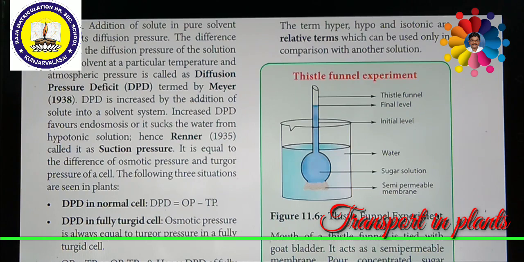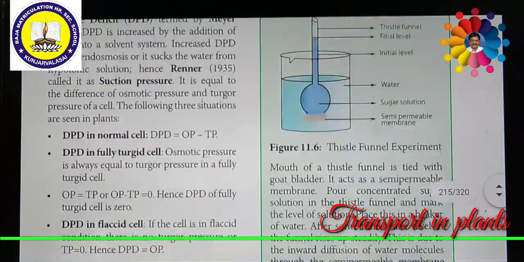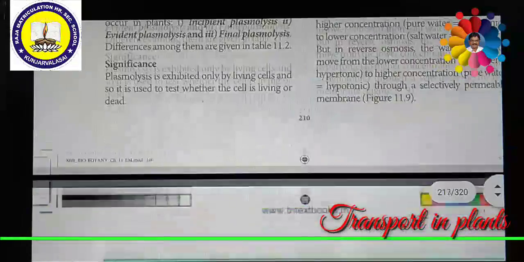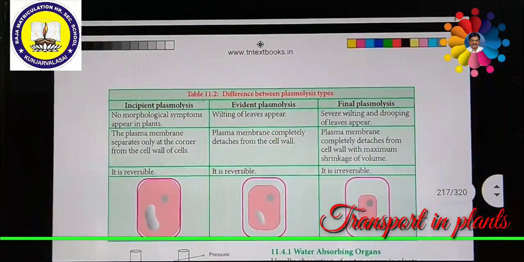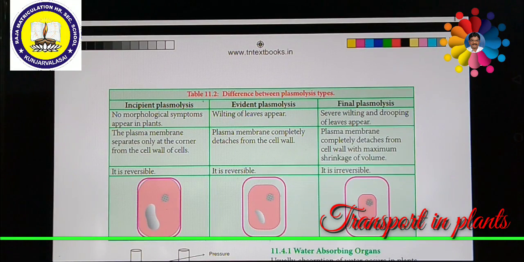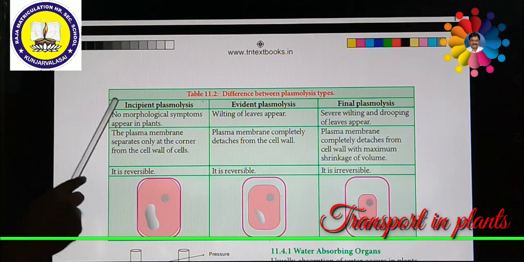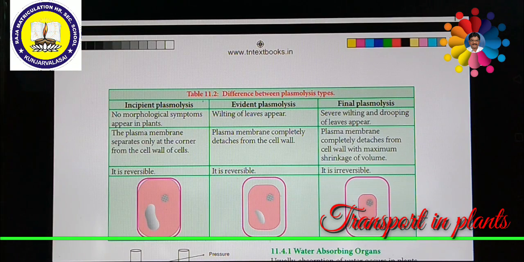How can plasmolysis be understood? When a plant cell is kept in a hypertonic solution, for example, look at the picture. This picture will help us understand what plasmolysis is. Suppose this is a cell. If this cell is dropped in the hypertonic solution, then what happens? The water content present inside the cell will go out. Then at the corner the cell is peeled up towards the inside. So the plasma membrane separates at the beginning, at the corner. This may be the start of plasmolysis, also called incipient plasmolysis.